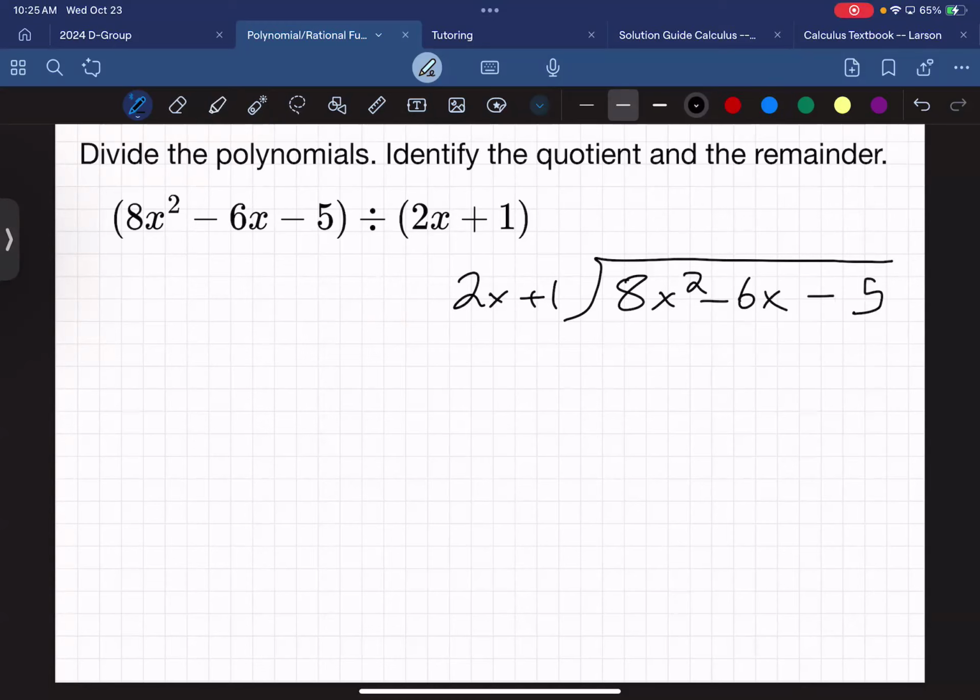We have to set up the problem first. Some things have to be true here: make sure you have it in descending order. This is where we must have descending order. There are no ifs, ands, or buts about that. It has to be in descending order for it to work. Every term must be present in that process as well.